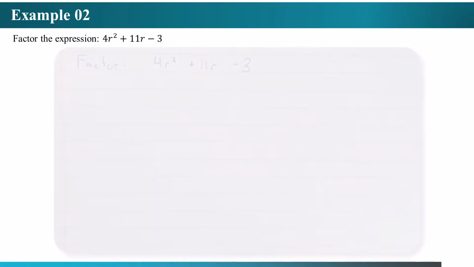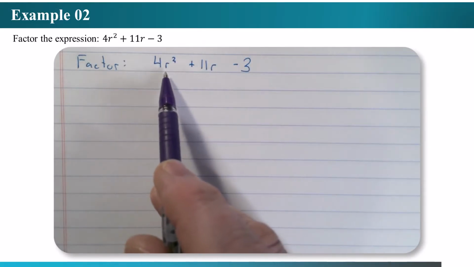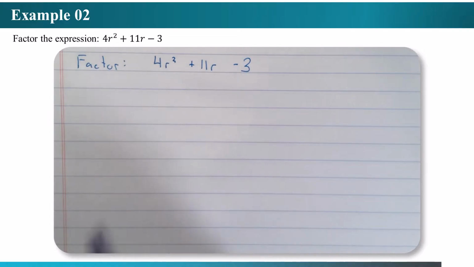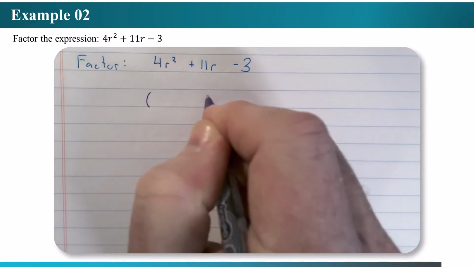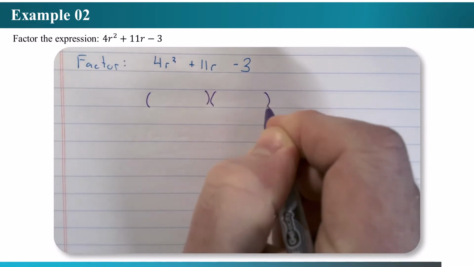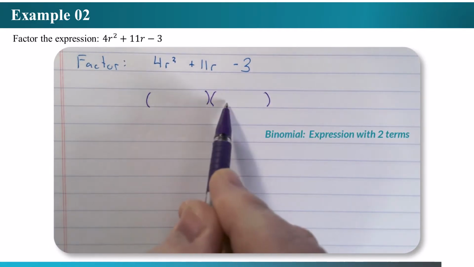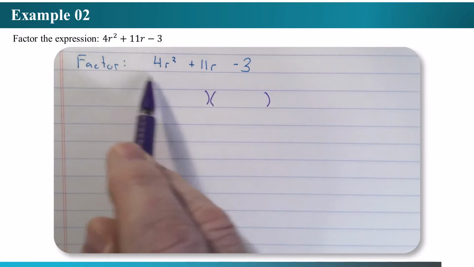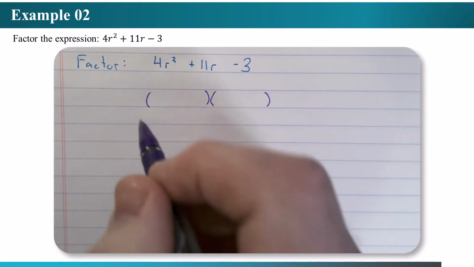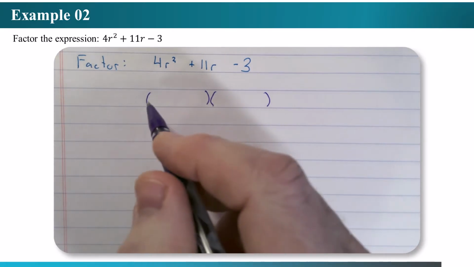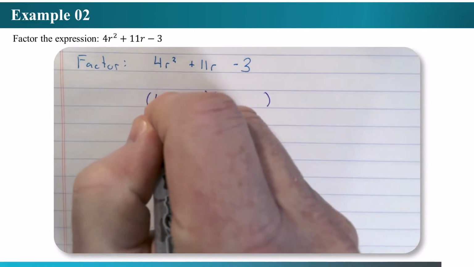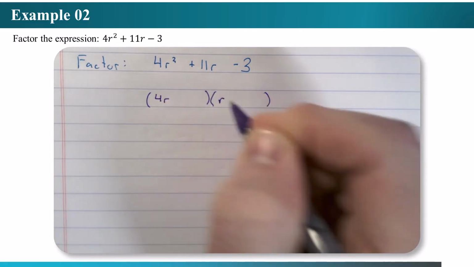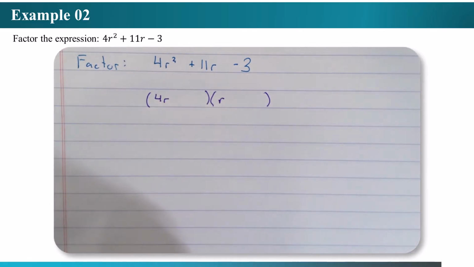Example 2. Here we're trying to factor 4r squared plus 11r minus 3. There are different ways we could approach this. I think the easiest way is just to write down a couple of binomials, and what we put in the first terms has to multiply up to 4r squared. There are different things we could try: 4r and r, or 2r and 2r. I'm going to try 4r and r and just see if we get anywhere with this. If not, we can come back and try the other one.